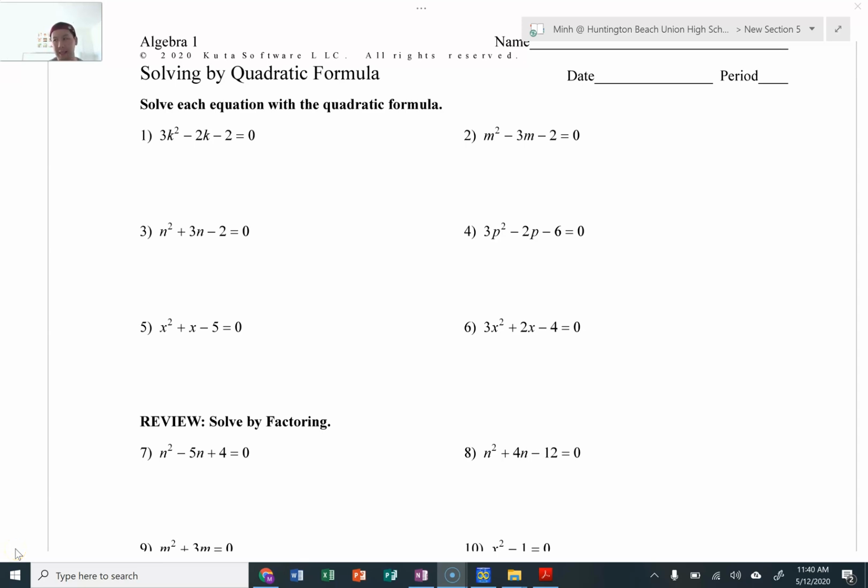Alright guys, last lesson of the week. And it's totally different from what you guys have been doing. Key thing is it's going to say solve by using the quadratic formula. So what is the quadratic formula?